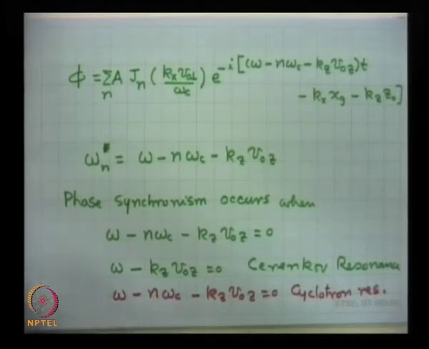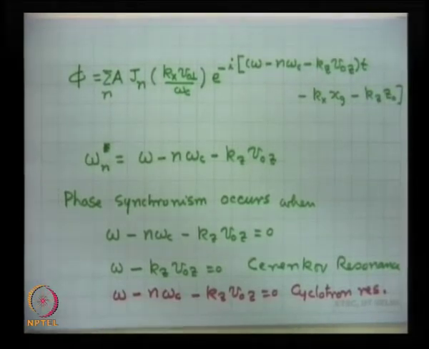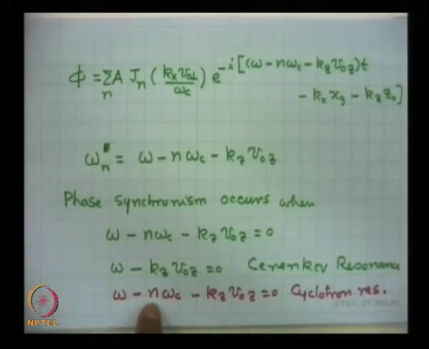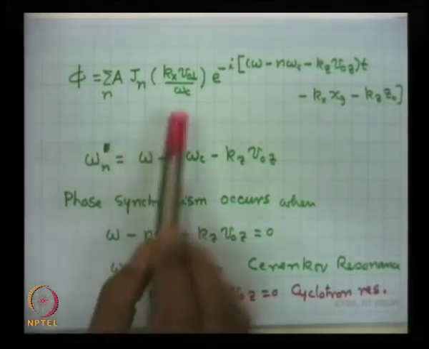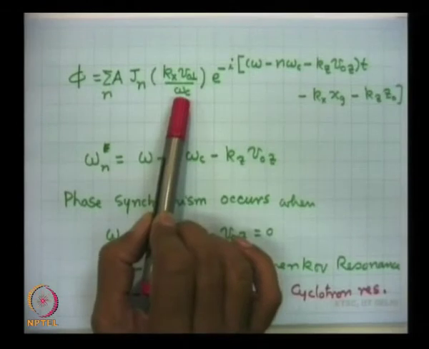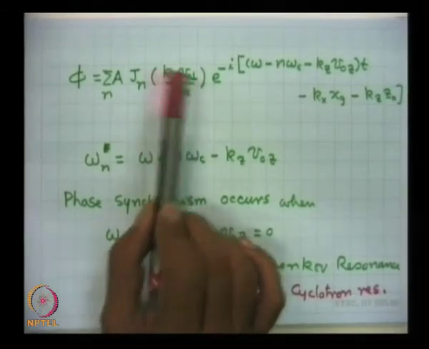The important thing about the magnetic field, please note, is that when there was no magnetic field, this was missing. So, the magnetic field opens up a new possibility of several resonances corresponding to different values of n. However, these resonances are significant only when the argument of the Bessel function is significant. So, v0 perp is what?